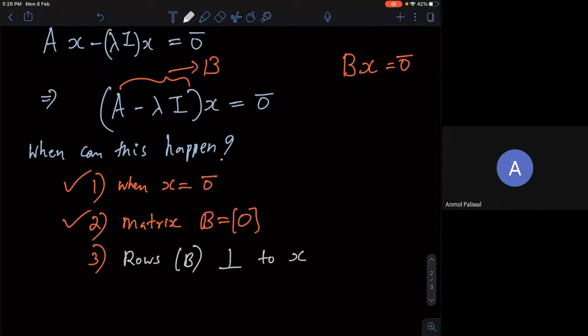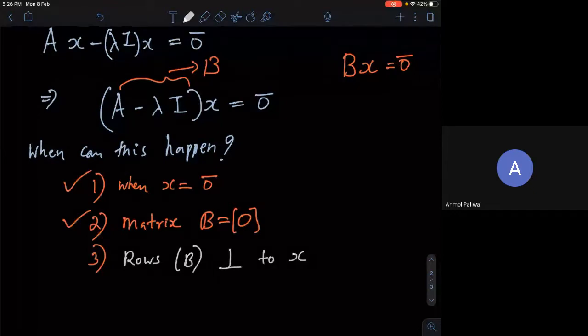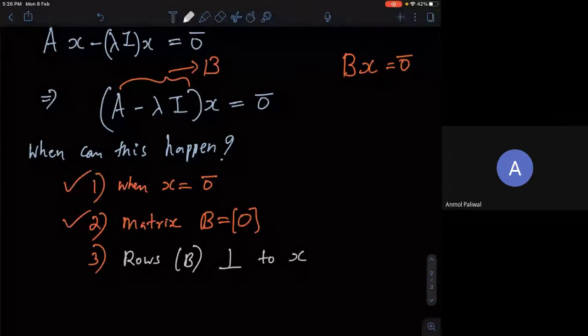Any other? So the same property you can tell. But when can that happen? That's the main question. When can it happen that all the rows of B are perpendicular to x? Can it even happen? Can it happen for some matrices? Can it really happen that there is a vector x whose dot product with all the rows of that matrix B gives me 0?